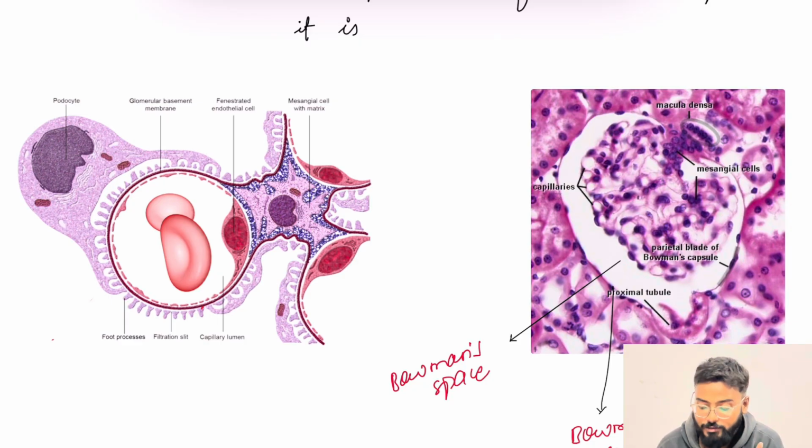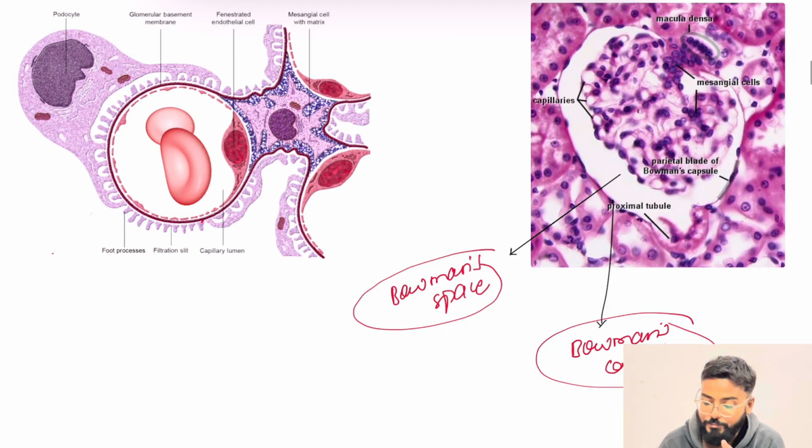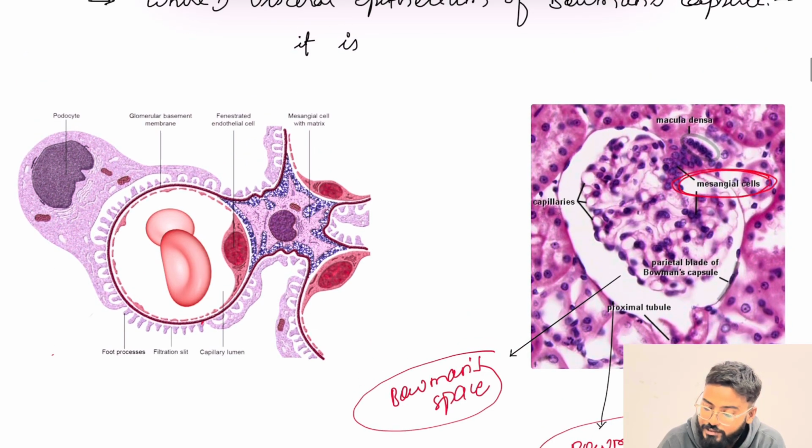This is your Bowman space. Here is your Bowman's capsule. You can see mesangial cells. These mesangial cells are present where the afferent arteriole is going to enter inside the Bowman's capsule. On that verge there are these mesangial cells. These are nothing but your supporting cells, or you can say this is the extracellular matrix that these mesangial cells are going to form for the glomerulus.